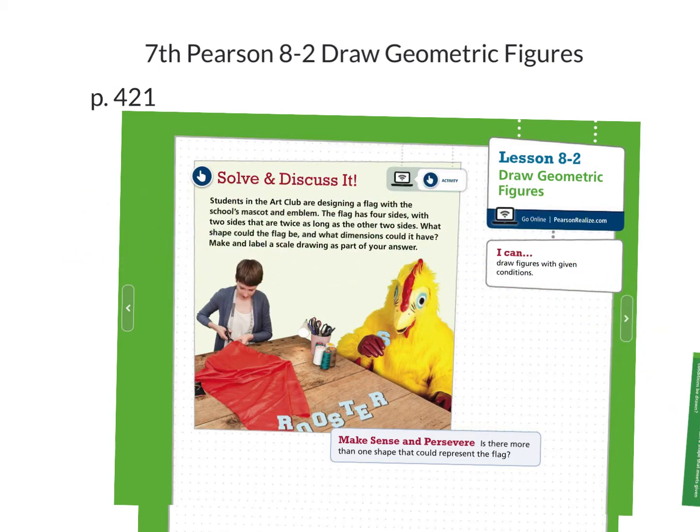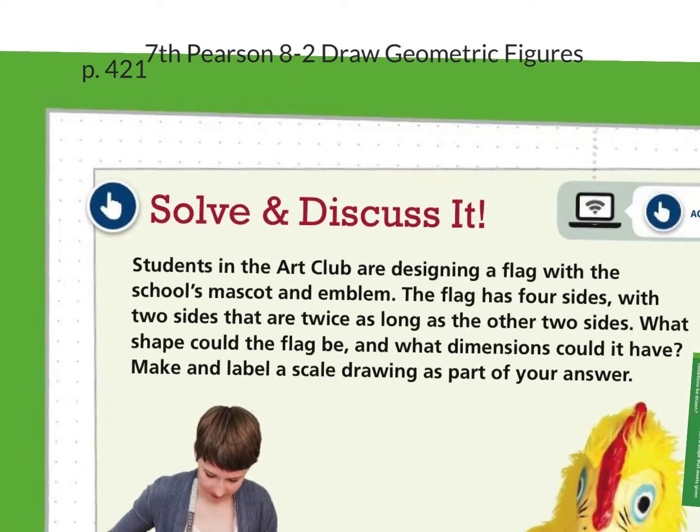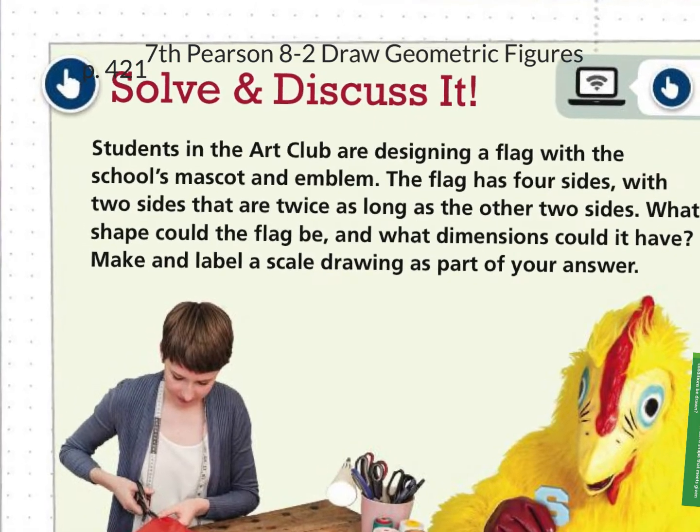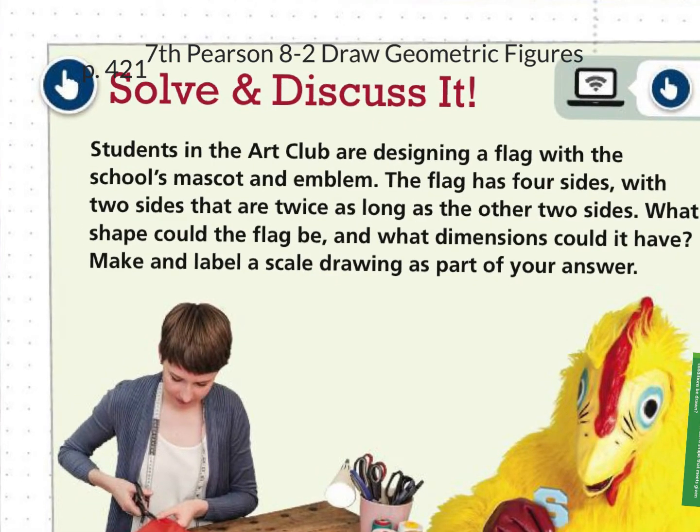So if you look at this solve and discuss it, we have some students that are designing a flag with the school's mascot and emblem. And so the flag has 4 sides. 2 sides are twice as long as the other 2 sides. So what shape could the flag be and what dimensions could it have? We're going to mainly just focus on what shape it is. Obviously, to answer the question fully, we would have to give dimensions as well.